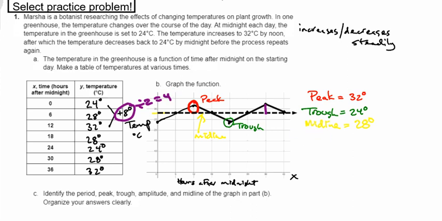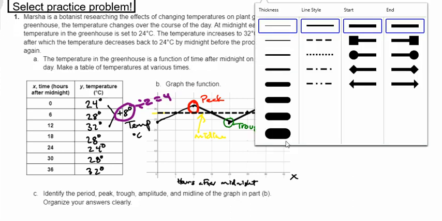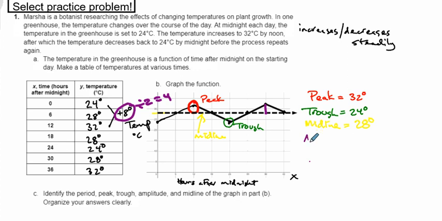So our amplitude, and I'm going to show the calculation here: a total of 8 degrees divided by 2, which is 4. Our amplitude is 4. So there you go. Those are all the features you need.